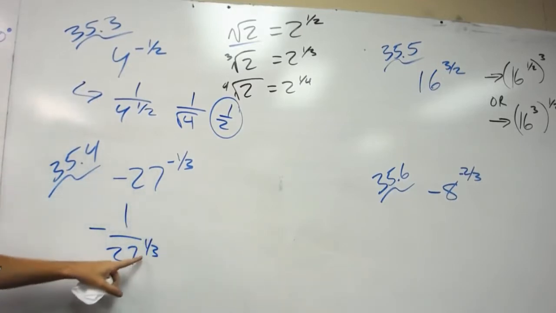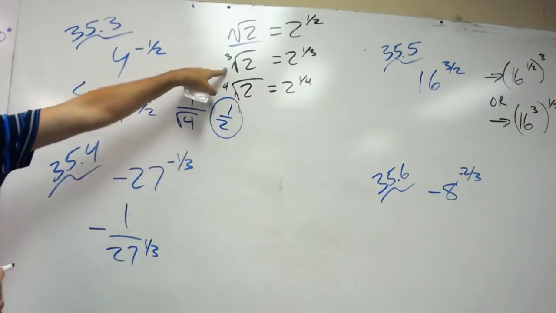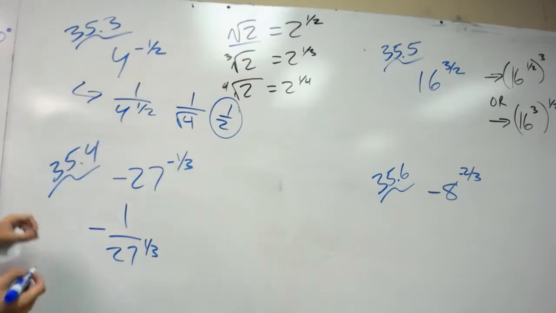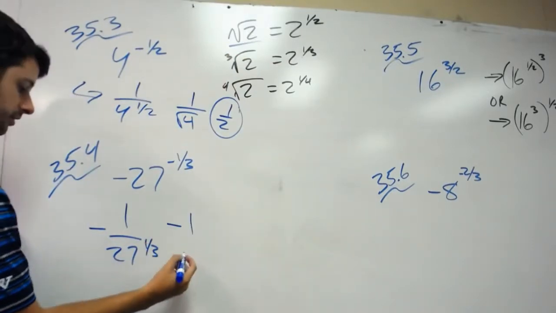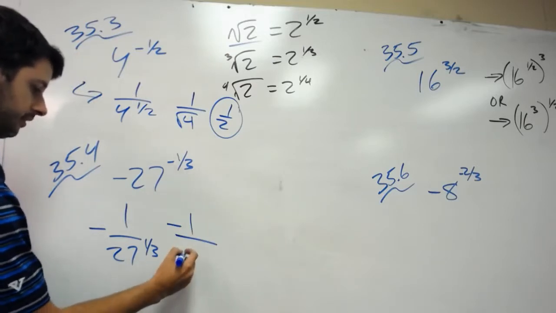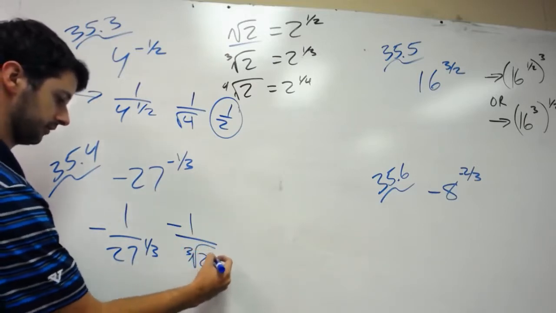And 1/3 means cube rooted. I know there's 2's, but cube rooted. So we say negative 1 over cube root of 27.